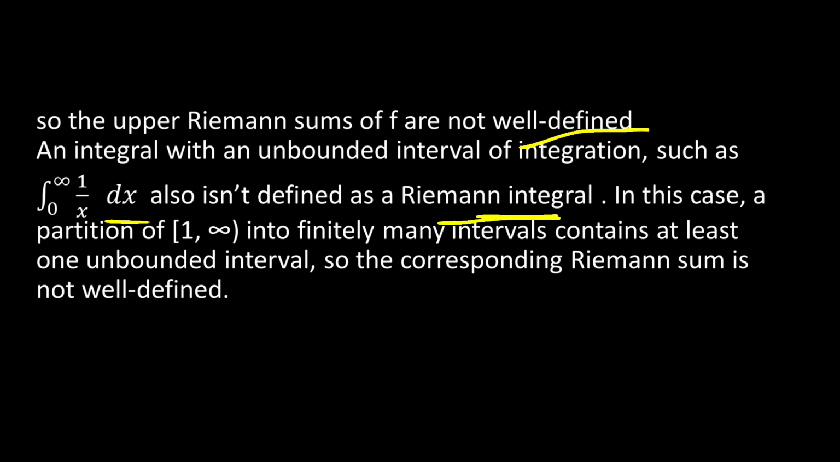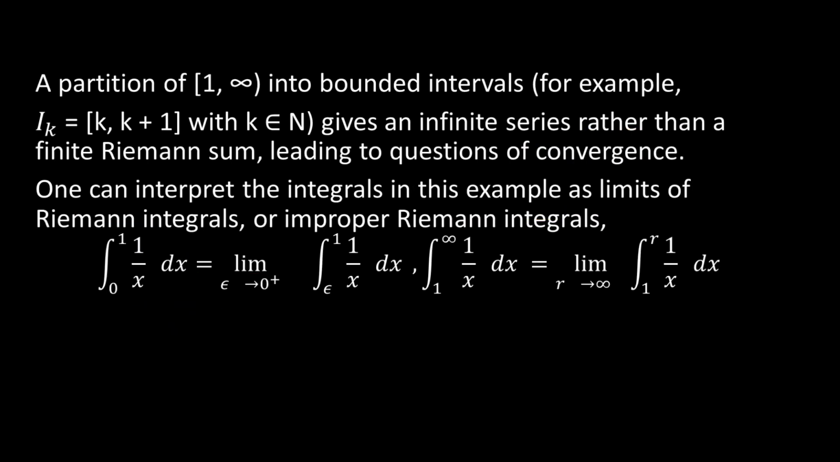If it happens that you get an integral over a half unbounded interval, then clearly it will not be defined as a Riemann integral. Partitioning this into finite Riemann intervals that contain at least one unbounded interval, the corresponding Riemann sum will not be well defined, like in this case. It is as clear as that.